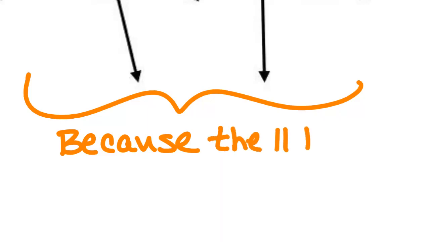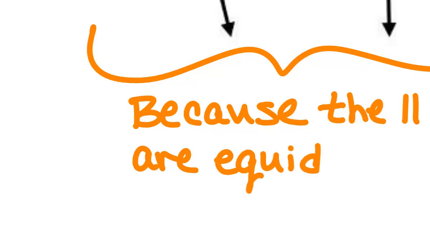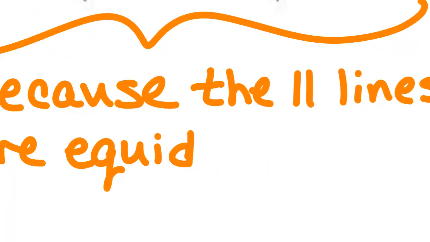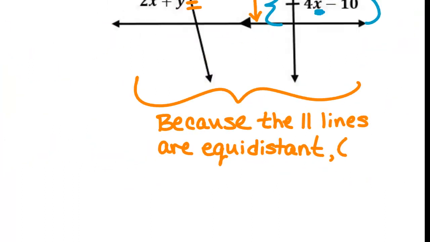All right, so because the parallel lines are equidistant, because the parallel lines are equidistant, I know this from the congruence marks.